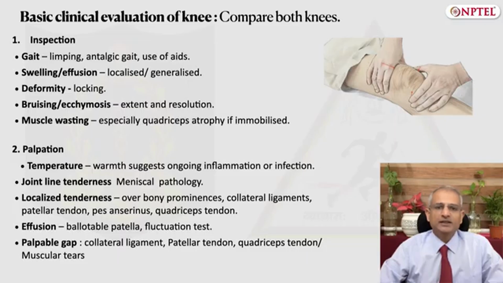inability to extend the knee, which is called a fixed flexion deformity or locking of the knee, may have to be noted. Any bruising or ecchymosis, if present around the knee, generally indicates subcutaneous bleeding, and its extent and resolution needs to be noted. Any muscle wasting, especially the quadriceps atrophy, which is very common after even a few days of immobilization, or due to limitation of knee movements due to effusion or pain.